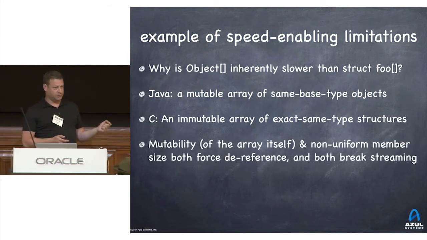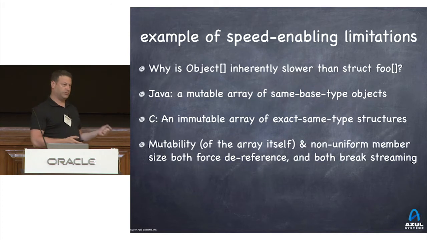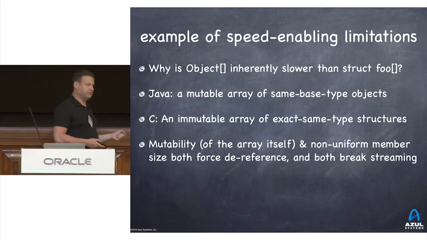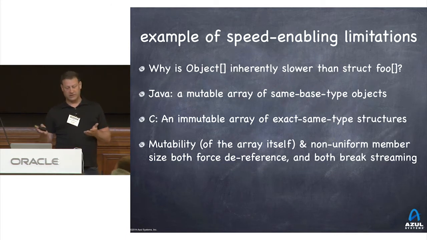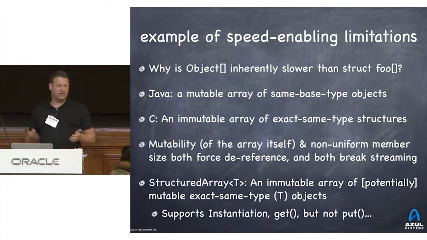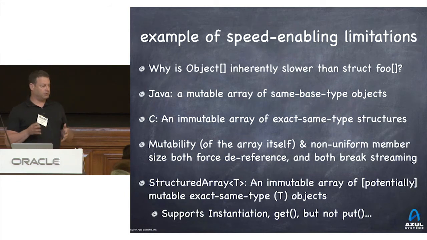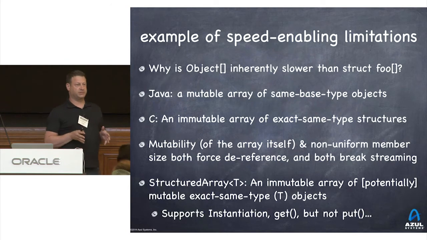The fact that it's mutable and the fact that it's variable length for elements is what requires us both to dereference and break streaming. Neither one of those qualities could be had well or easily if you keep these qualities around. So as an example, structured array, which is the main thing I'll talk about today, is an immutable array of potentially mutable but exact same type objects.